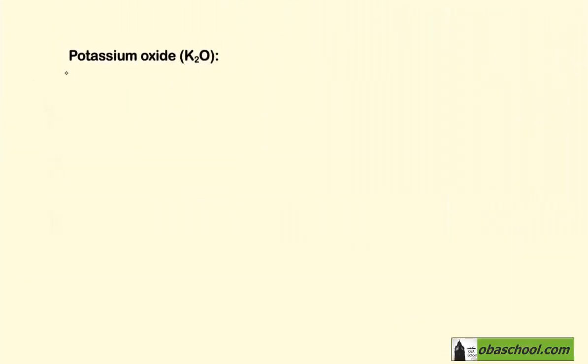Potassium oxide, K2O. In this tutorial, we will explore the ionic bond formation in potassium oxide, K2O. K2O is made up of two K atoms and one oxygen atom.